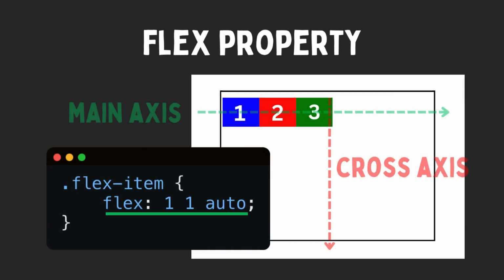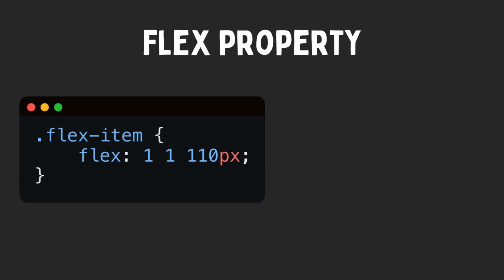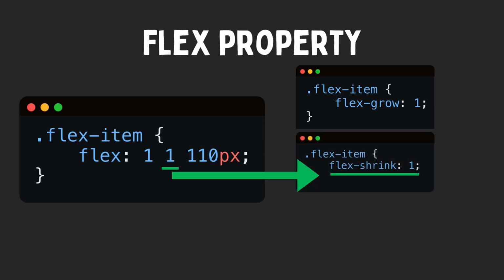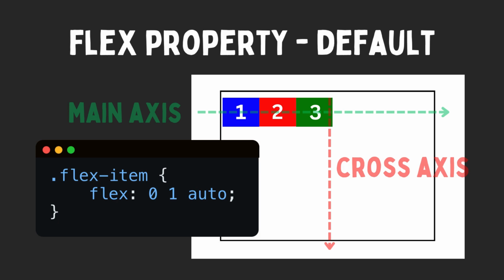The flex property is a shorthand for controlling how items grow, shrink, and set their base size. This determines how much space each item takes up within the flex container. It combines three sub-properties. Flex grow controls how much an item should grow when there's extra space. Flex shrink controls how much an item should shrink when there's not enough space. Flex basis sets the initial size of the item before growth or shrinkage is applied. By default, the flex property is set to 0, 1, auto.